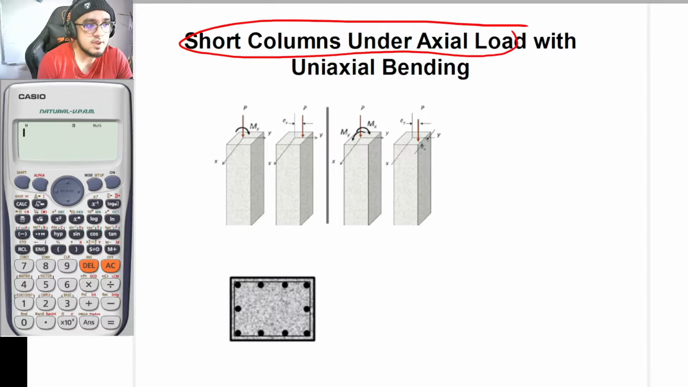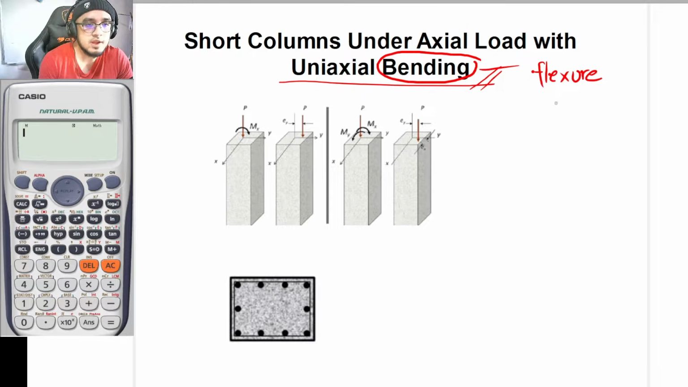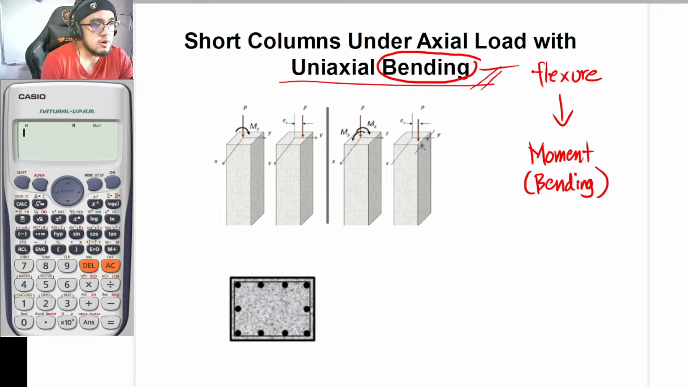So this time, as you can see in this slide, we will be discussing the combination of axial loads and uniaxial bending. So what is uniaxial bending in the first place? When you say bending, this of course results from flexure. And for you to have flexure, there must be a moment, and in this case, this moment should be a bending moment. I presume that you are already familiar with this term if you are watching this video.